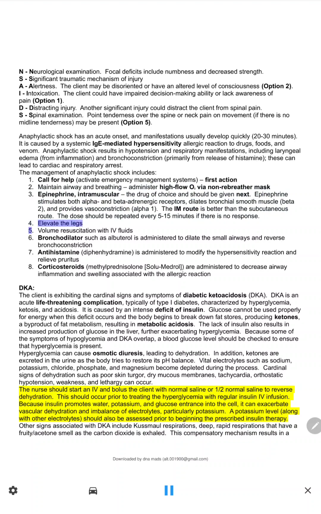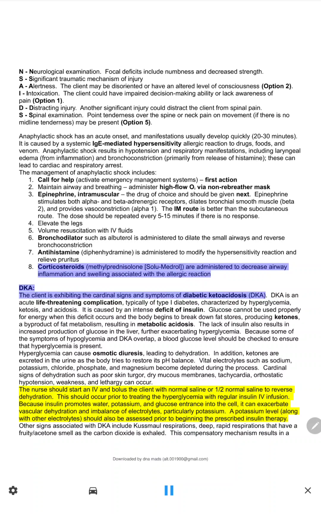4. Elevate the legs. 5. Volume resuscitation with IV fluids. 6. Bronchodilator such as albuterol is administered to dilate the small airways and reverse bronchoconstriction. 7. Antihistamine, diphenhydramine, is administered to modify the hypersensitivity reaction and relieve pruritus. 8. Corticosteroids, methylprednisolone, are administered to decrease airway inflammation and swelling associated with the allergic reaction.